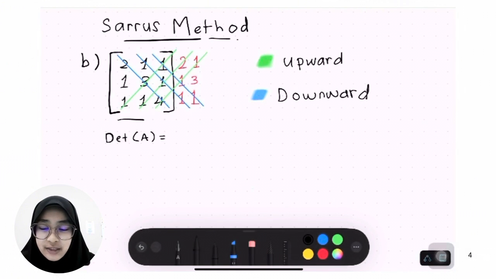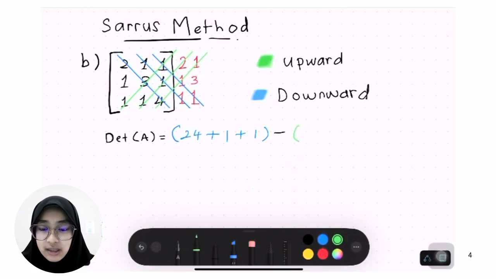So now we have the matrix that we had earlier, and on the right side we take 2 columns from this matrix. First thing we do is draw lines from up to down, repeated until 3 lines, and that is our downward. Then we make other lines from down to up, and that is our upward. Now we multiply them, starting with downward. 2 multiply 3 multiply 4 equals 24, plus 1 multiply 1 multiply 1 equals 1, plus 1 multiply 1 multiply 1 equals 1.